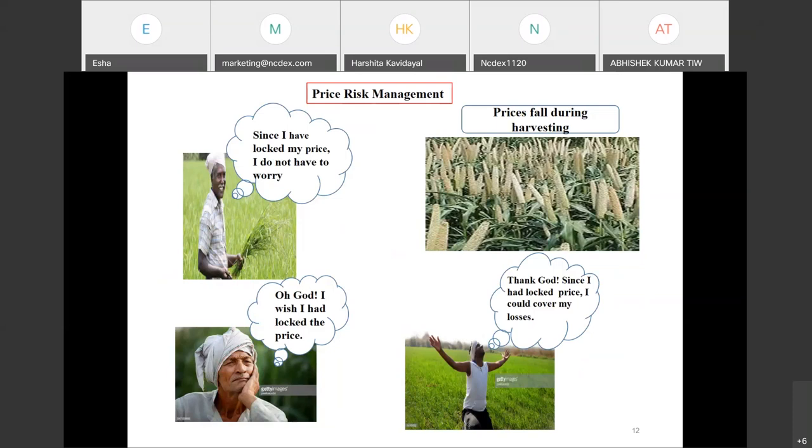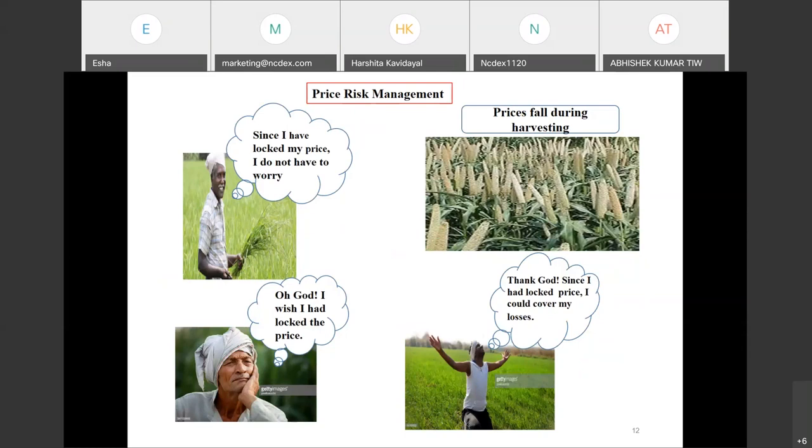So when the price falls in the ready market, the future also falls. Why does the future also fall? Because it derives its value from the ready market. It doesn't have any independent value. It is actually a mirror of the ready market. So when ready falls, the future also falls. At that time, he will cover his position by buying the future contract. He entered as a seller; at the time of expiry, he will buy the future contract.